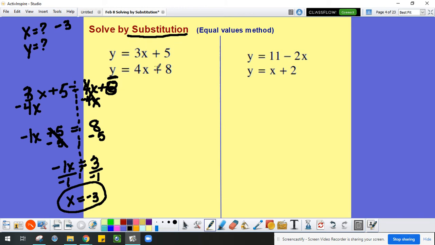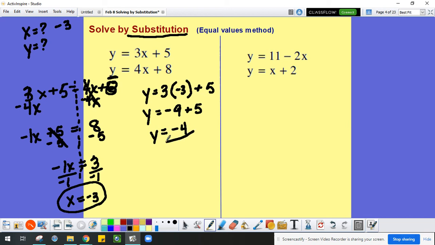I'm going to just take my top problem, y equals 3x plus 5. But now that I have a number for x, I'm going to put the negative 3 in for x and work this out. Y equals negative 9. 3 times negative 3 is negative 9 plus 5. Negative 9 plus 5 is negative 4. So now I have an answer for y, and that answer is the ordered pair negative 3, negative 4 altogether.